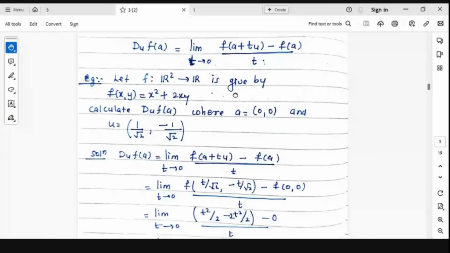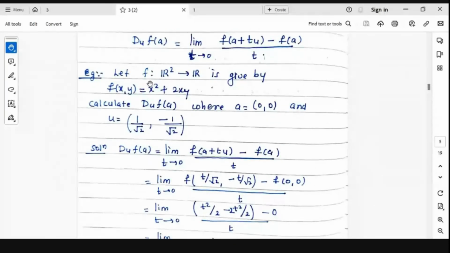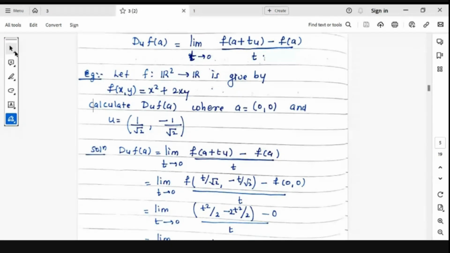Let us understand the definition with the help of an example. So I have f from R2 to R given by f(x, y) = x² + 2xy. I want to calculate the directional derivative of f at point a, which is (0, 0), in the direction of u, which is the vector (1/√2, -1/√2). Now, I need to check whether u is a unit vector. So, calculate the norm. The norm is given by the square root of x coordinate squared plus y coordinate squared. If you simplify this, you will see that the norm is 1. So u, what I see over here, is a unit vector.